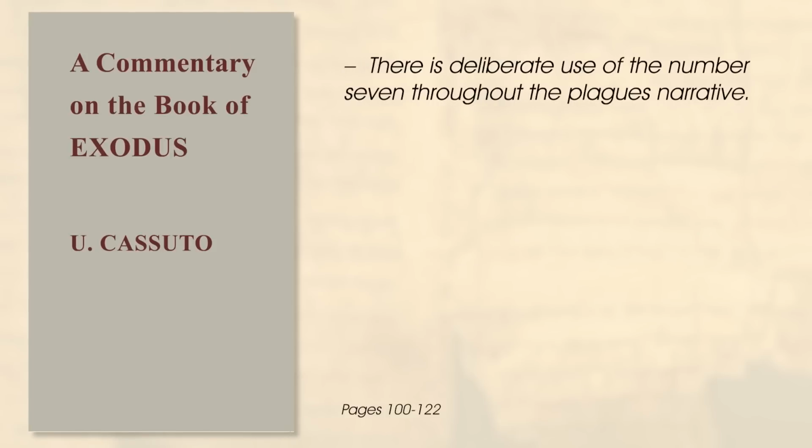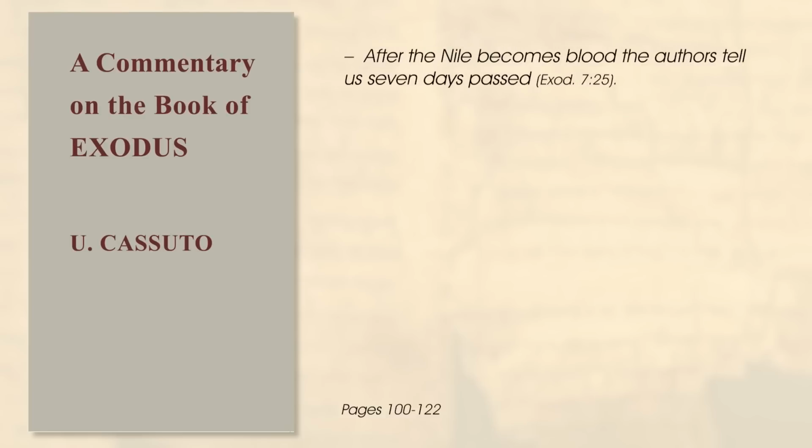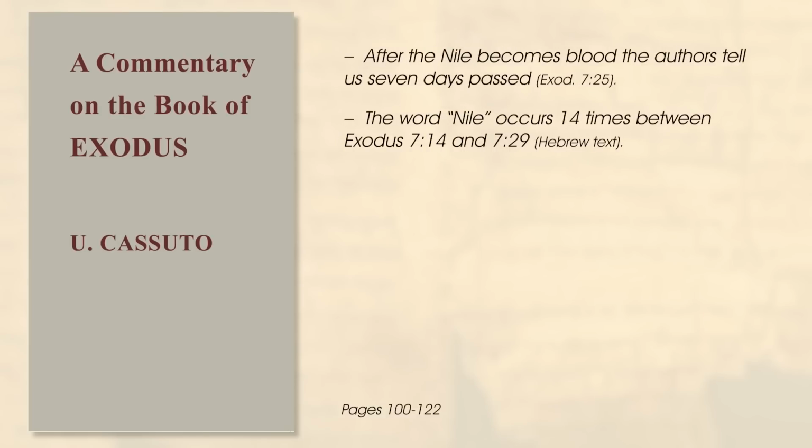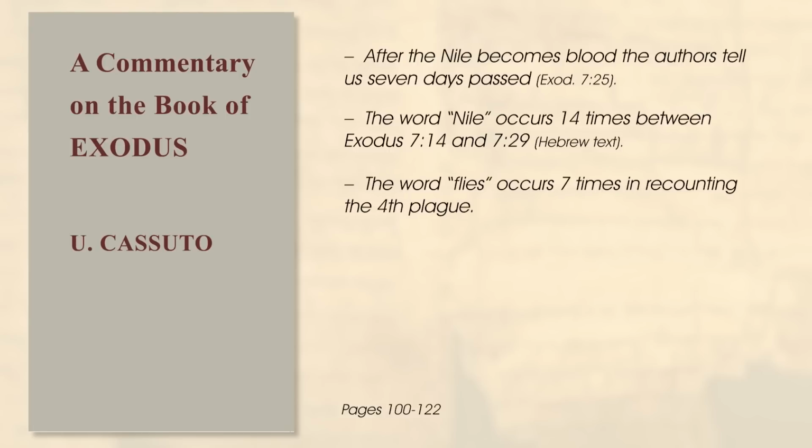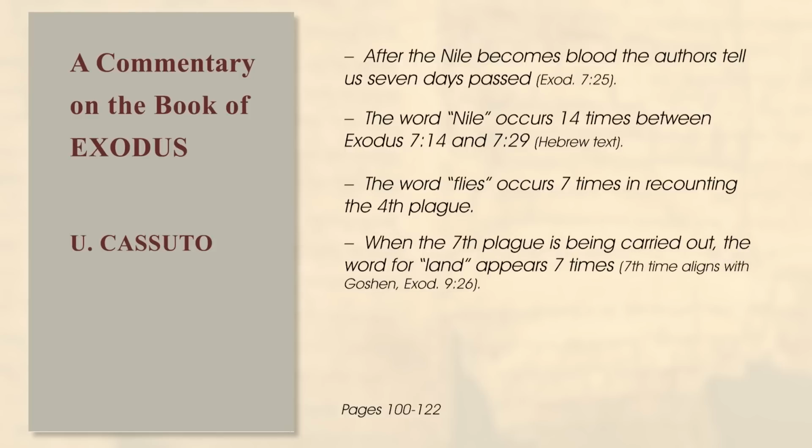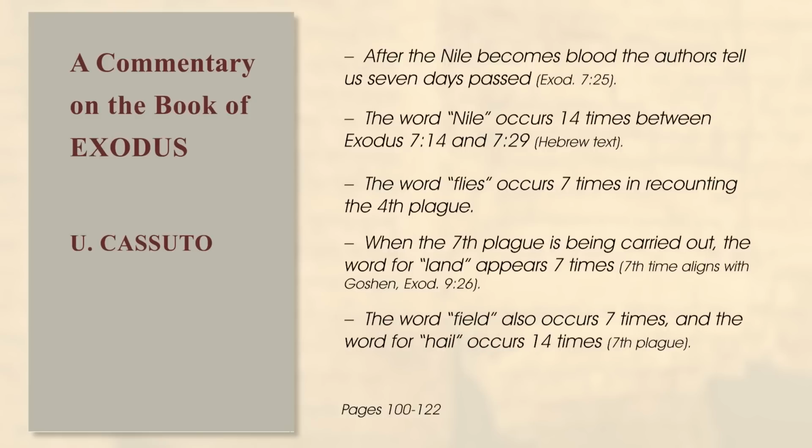Furthermore, Umberto Cassuto noted deliberate use of the number 7 throughout the plagues narrative. After the Nile becomes blood, the author tells us 7 days passed. In the Hebrew, the word Nile occurs 14 times between Exodus 7:14 and 29. The word flies occurs 7 times in the recounting of the 4th plague. When the 7th plague is being carried out, the word for land appears 7 times, with the 7th mention occurring alongside Goshen. The word field also occurs 7 times, and the word for hail occurs 14 times.